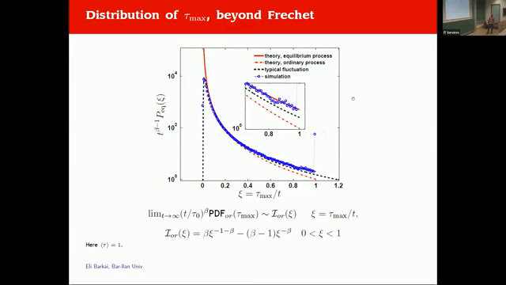The result: I'm defining psi as tau max, the longest trapping time, divided by t. So this psi is between 0 and 1, because the biggest tau max cannot be bigger than the measurement time. And here I show the probability density function times this psi times the scaling function. This is the probability density.